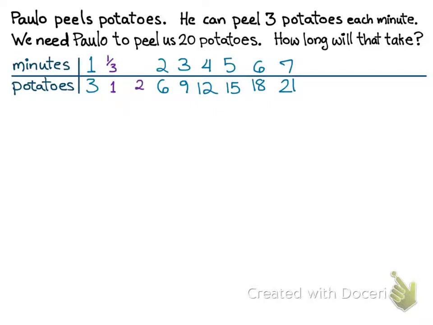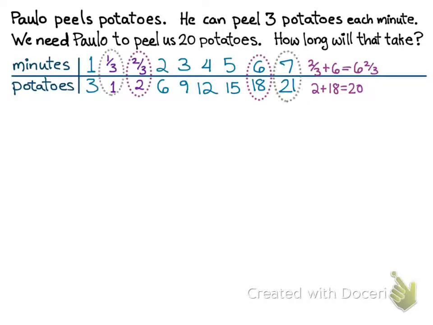So doubling, 2 potatoes would be 2/3 of a minute. So if I look at these two columns in the table, I can see that 2 and 18 is 20. So adding 2/3 and 6 gives me 6 2/3. And that's my answer, 6 2/3 minutes to peel 20 potatoes.